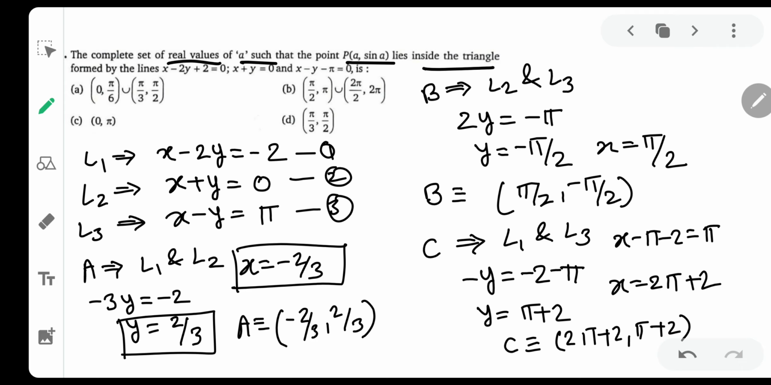Always you should notice the lines. The slope of line 2 is minus 1 upon 1, which is minus 1, and the slope of line 3 is minus 1 upon minus 1, which is 1. So m1 is minus 1 and m2 is 1, so m1 m2 comes out to be minus 1. Hence line 2 and line 3 are perpendicular to each other. Though this won't be much useful to us, we should know it. So L2 and L3 are perpendicular and L1 is intersecting them.